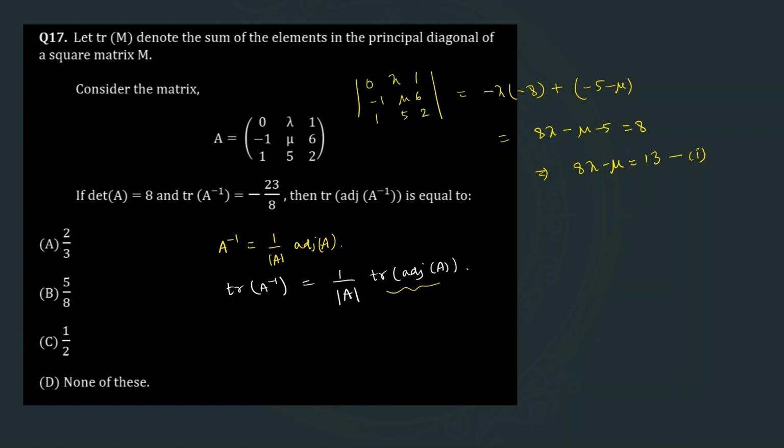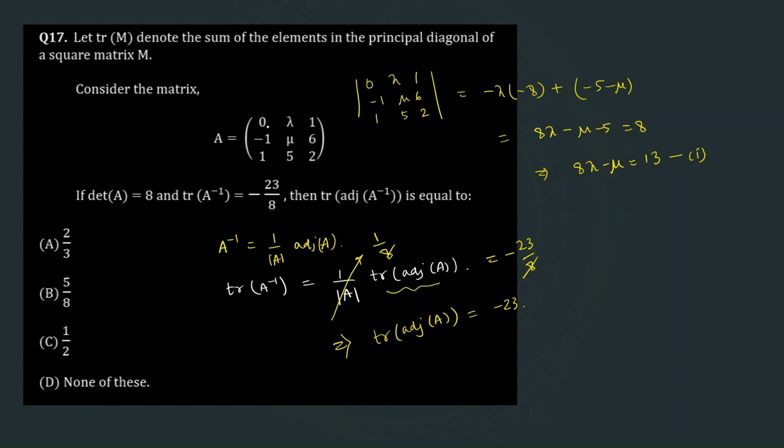And determinant A is already known to us, so this becomes 1 over determinant A, which is 1 over 8. This is equal to minus 23 by 8. It is given. So the 8 gets cancelled and this comes out to be trace of adjoint of A is equal to minus 23.